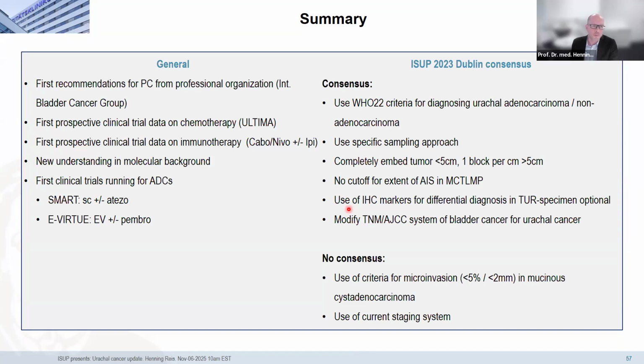We have the first prospective clinical trial data on chemotherapy, the Ultima trial in urachal cancer. We have the first prospective clinical trial data on immunotherapy in cabozantinib and nivolumab. We have the kind of advanced understanding now in the molecular backgrounds on urachal cancer, and the first clinical trials for ADCs in combination with immunotherapy are up and running. The SMART trial with sacituzumab govitecan plus minus atezolizumab, and the Virtue trial with enfortumab vedotin plus minus pembrolizumab.